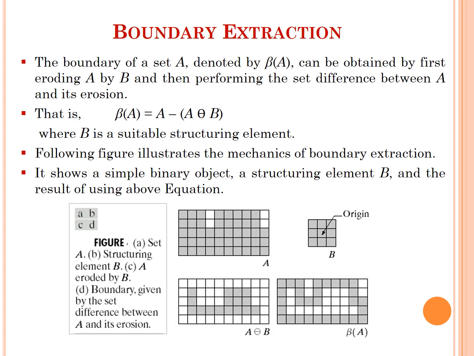First we will see boundary extraction. The boundary of set A, denoted by β(A), can be obtained by first eroding A by B and then performing the set difference between A and its erosion. That is, β(A) is equal to A minus erosion of A by B, where B is a suitable structuring element.